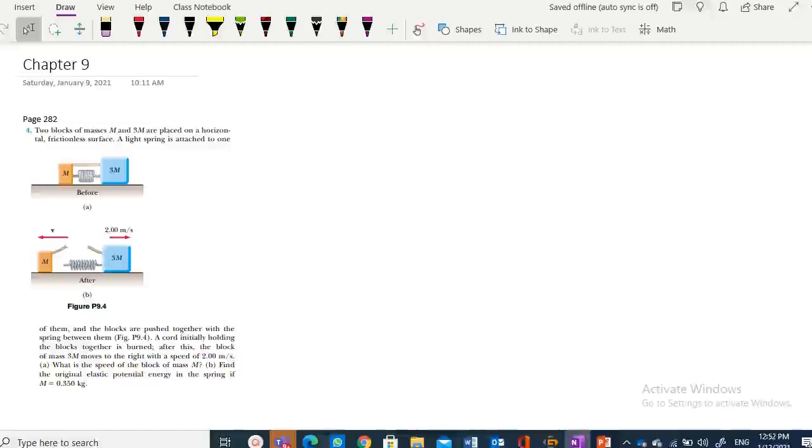A light spring is attached to one of them and the blocks are pushed together with the spring between them. A cord initially holding the blocks together is burnt. After this, the block of mass 3m moves to the right with a speed of 2 meters per second. What is the speed of the block of mass m? Find the original elastic potential energy in the spring if m is equal to 0.35 kilogram.